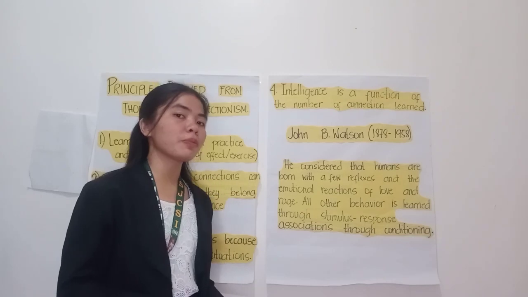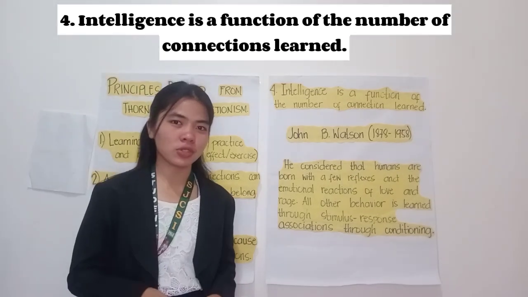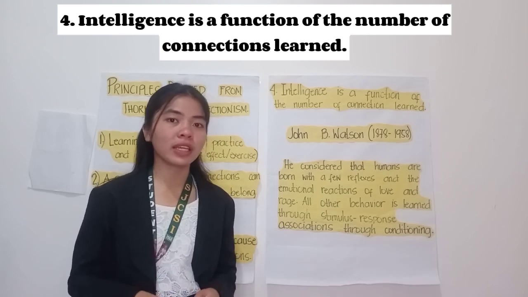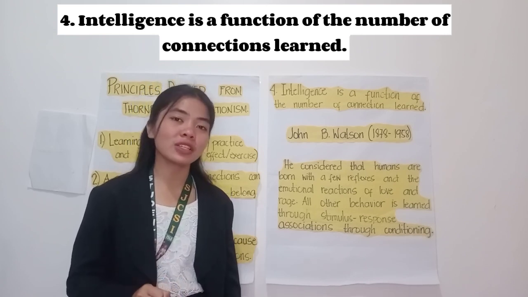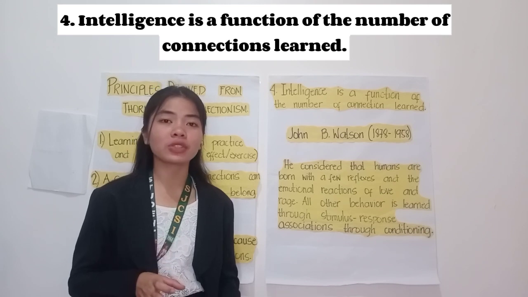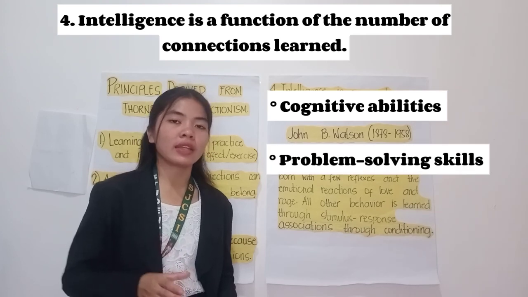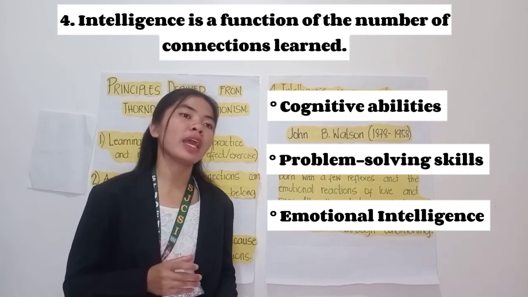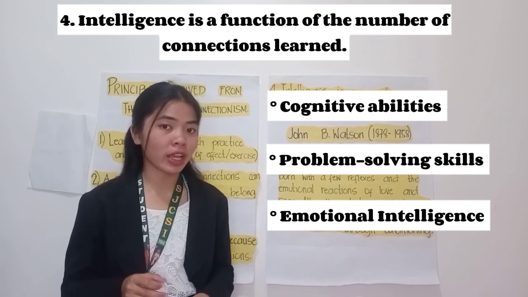The fourth principle of Thorndike's connectionism is that intelligence is a function of the number of connections learned. Intelligence is a complex construct that involves various factors including the number of connections learned. However, it is important to note that intelligence cannot be solely determined by the number of connections one has learned. Other factors such as cognitive abilities, problem-solving skills, and emotional intelligence can also play a crucial role in determining one's overall intelligence, not just the number of connections learned.